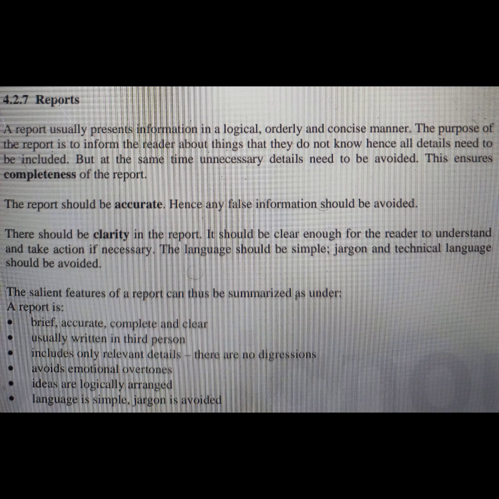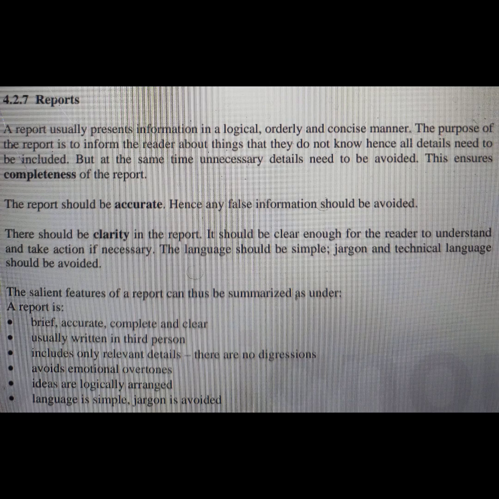There should be clarity in the report. It should be clear enough for the reader to understand and take action if necessary. The language should be simple. Jargon and technical language should be avoided. The salient features of a report can thus be summarized as under. A report is brief, accurate, complete and clear.